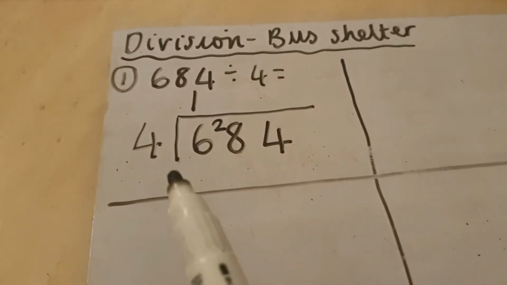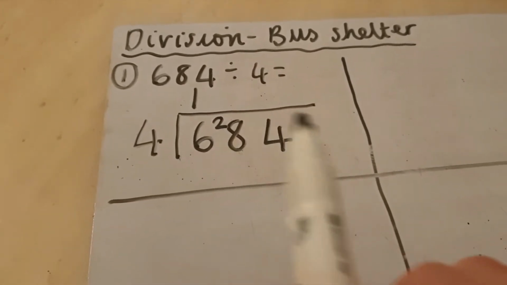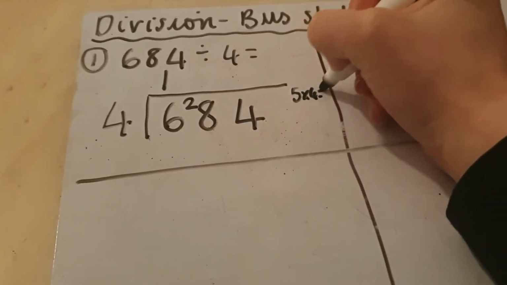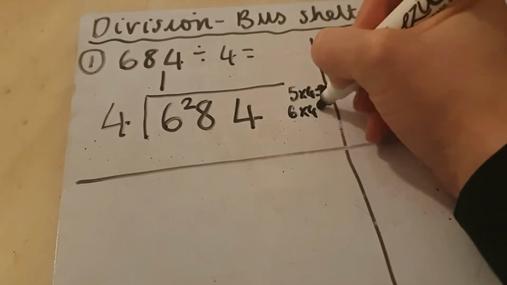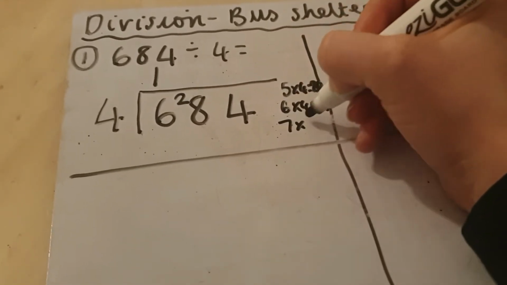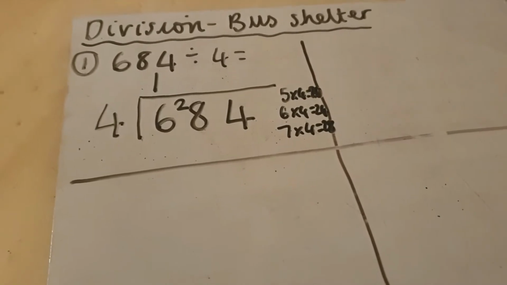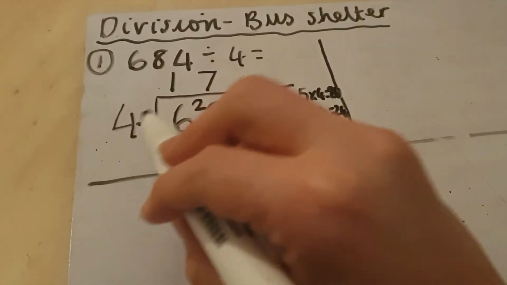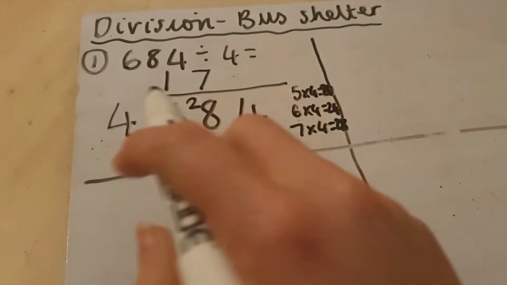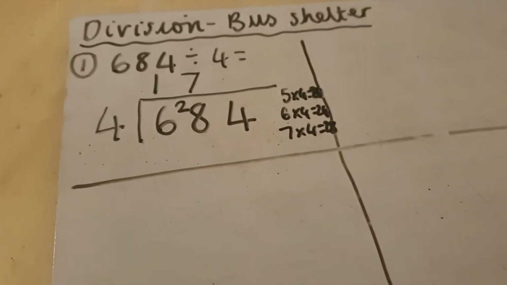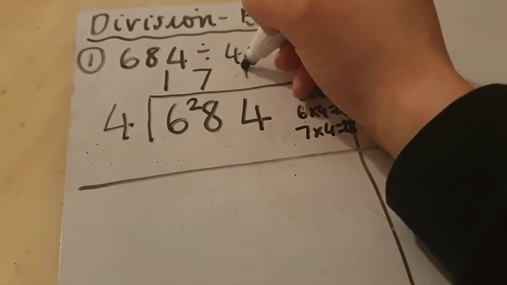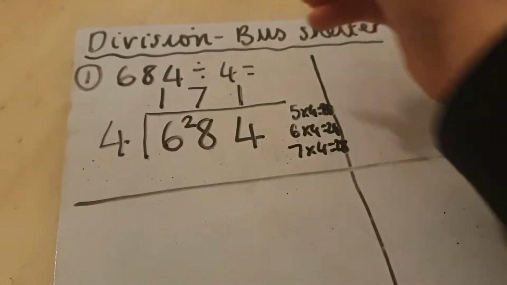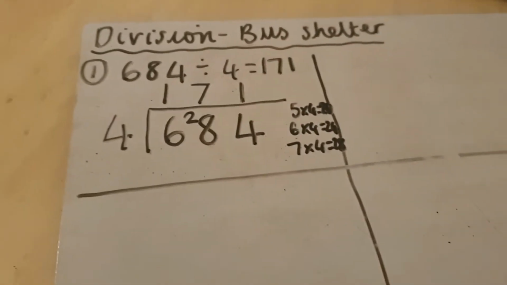Now, your next question is, how many groups of 4 go into 28? So if you're going to do our 4 times tables, you know 5 times 4 equals 20, 6 times 4 equals 24, 7 times 4 equals 28. So your answer is 7, because we know that 7 times 4 equals 28. And our next question, how many 4s go into 4? Now you know straight away that 4 divided by 4 is 1, and if we do the inverse, 1 times 4 is 4. So your answer is 171, okay?